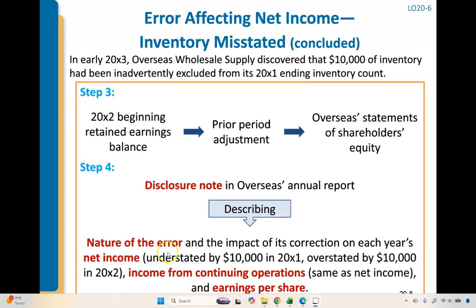In this situation, we have to disclose the nature of the error and the impact of its correction on each year's net income. So if this was the 20X3 financial statements, we would have to say that net income was understated by $10,000 in year one and overstated by $10,000 in year two. And the same thing for income from continuing operations, and how that would affect earnings per share. Also, keep in mind, these errors are only disclosed and recorded if they're very material, and that'll be decided by the corporation and its auditors.